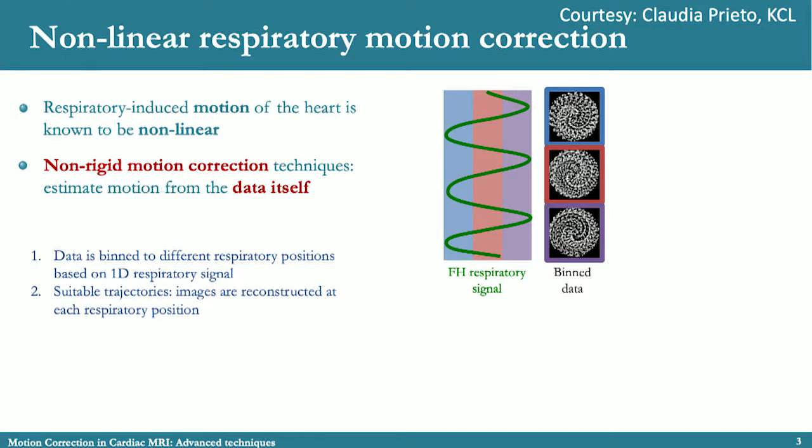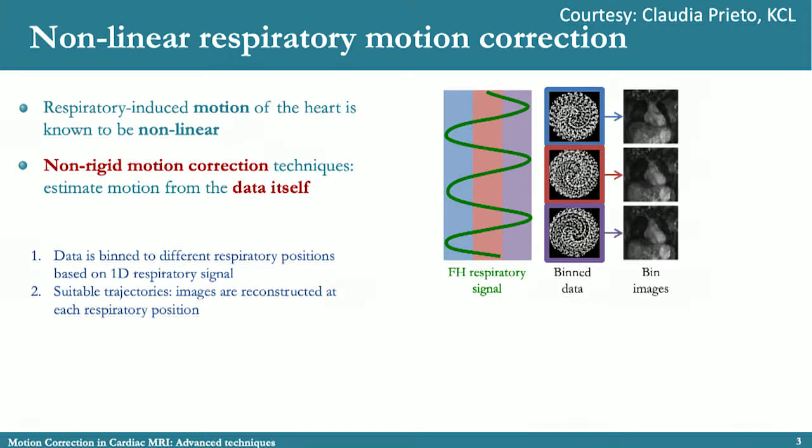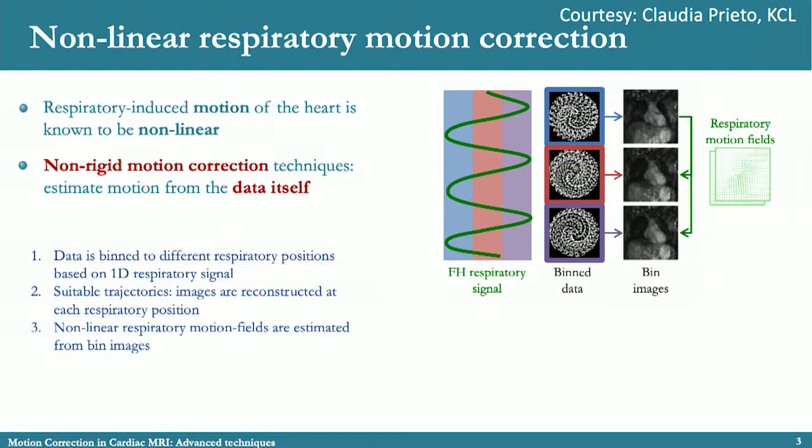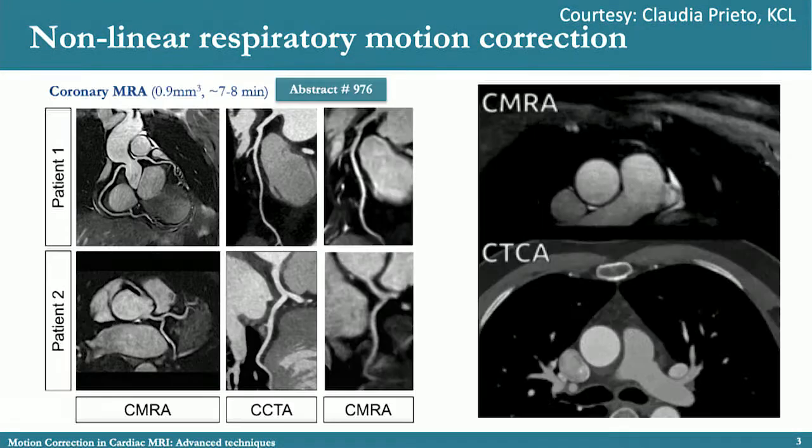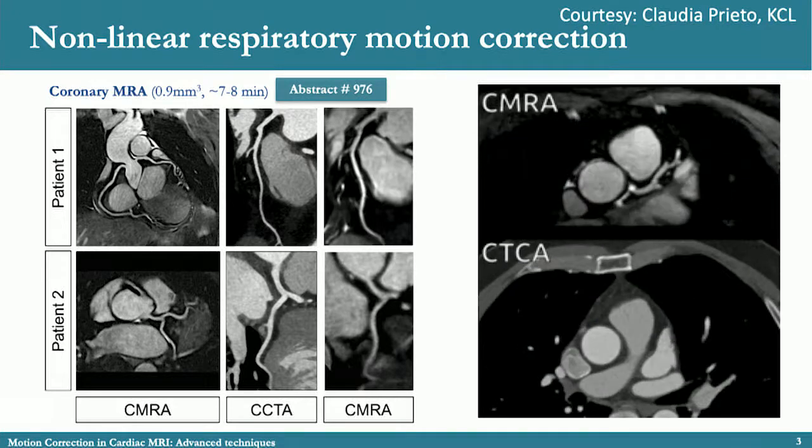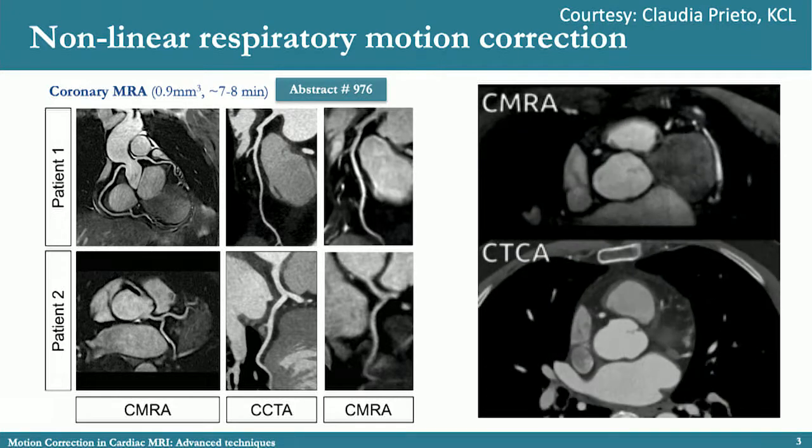They subdivide their k-space into different respiratory levels. However, they do something much smarter than we do. They use respiratory motion fields to relate these images to one another, then to correct the images and to generate these images of the coronary arteries.